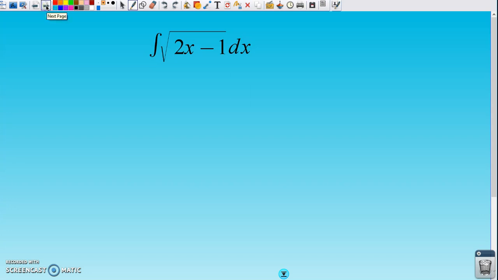Ooh, integral of the square root of 2x minus 1 dx. I'm going to think of this as the integral of (2x minus 1) to the 1/2 with respect to x. Well, that's still not helping. Can I integrate like normal? No, I've got the 2x minus 1 inside the square root. So it's got to be a u substitution.